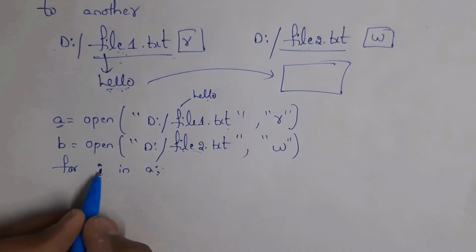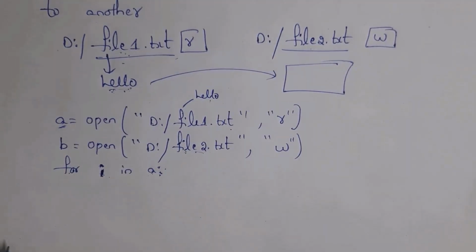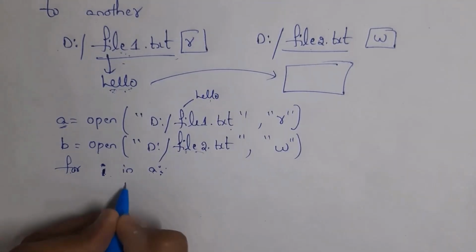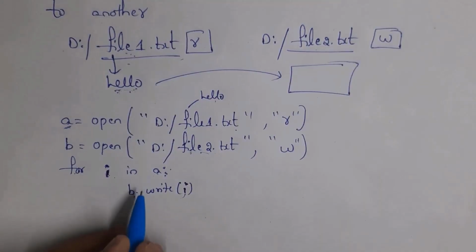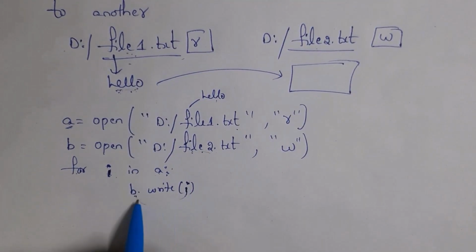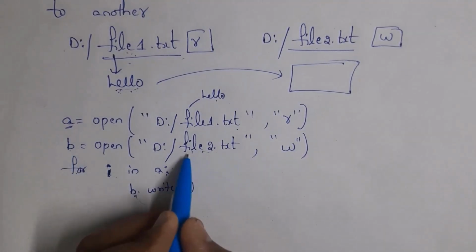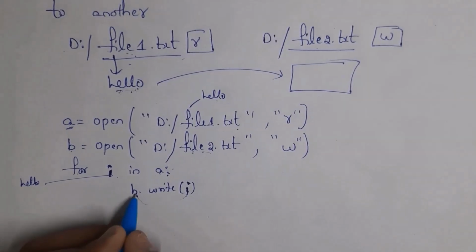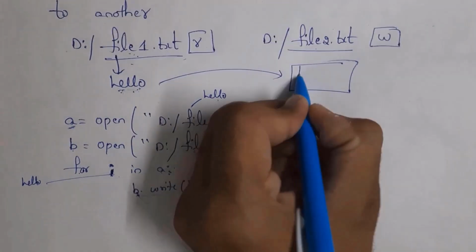Now we need to copy hello which is present in variable I to file2.txt. Just write here b dot write of I. The meaning of this is whatever data is present in variable I, we are copying this data to object B. Object B contains file2.txt. Now it will copy hello to object B. Now file2.txt contains hello.